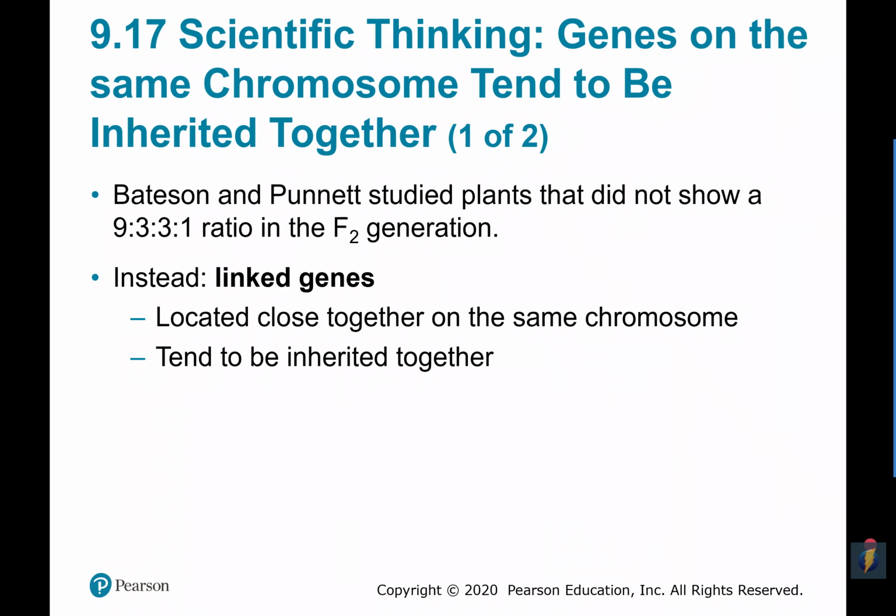So one of the ways that scientists look at chromosomal inheritance is by looking for things that don't fit the pattern. And so two scientists, Bateson and Punnett, studied plants that did not show that typical 9:3:3:1 ratio in the F2 generation. They got a different ratio of outcomes. And so what they discovered was that there are genes that are linked, meaning that these are genes that are generally located close together on the same chromosome and generally tend to be inherited together rather than sorting independently.